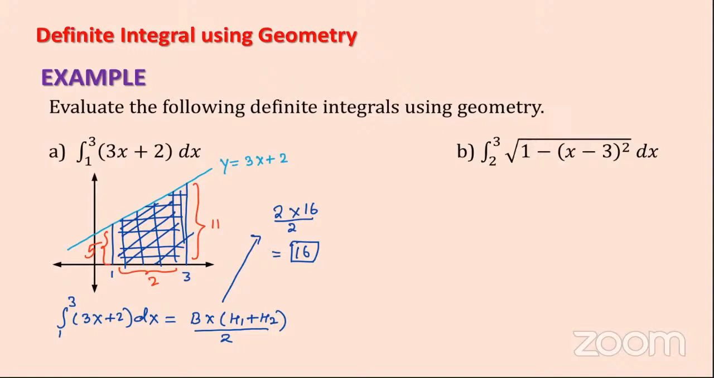Now, next one. See, we have to integrate from 2 through 3 the square root of 1 minus (x minus 3) quantity squared with respect to x. You can use your calculator to help you draw the graph. So please try and see whatever graph you'll get.